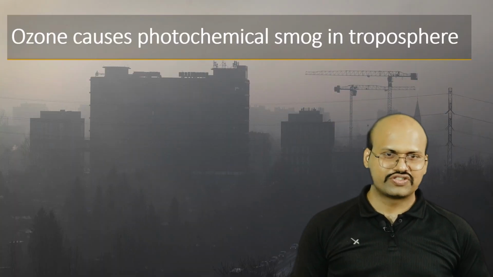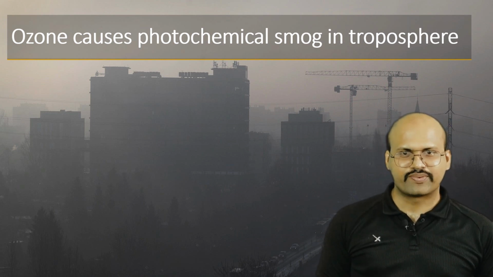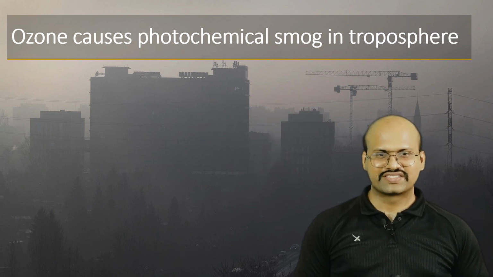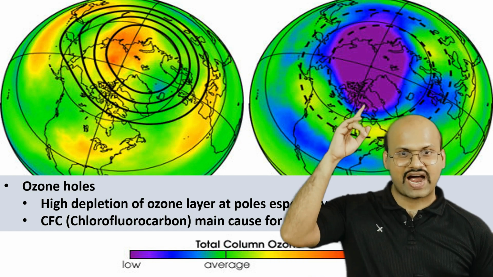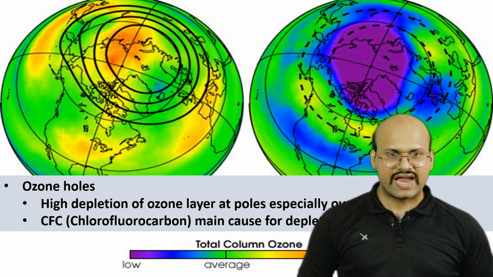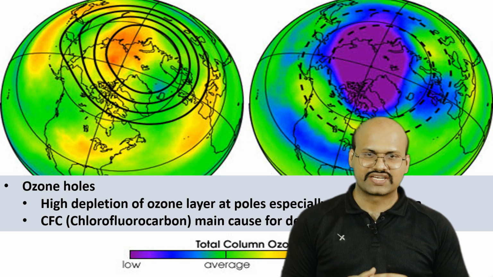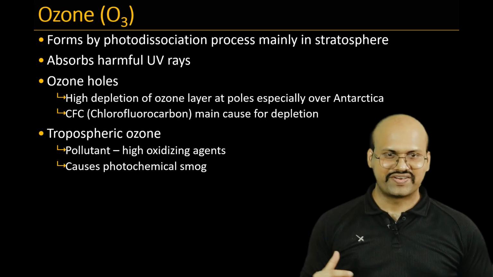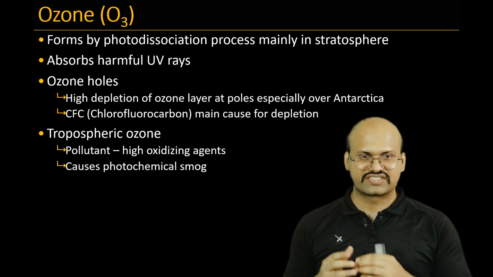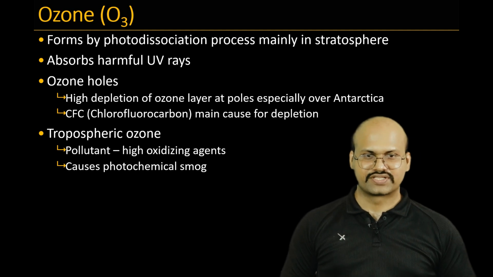The ozone in the troposphere acts as a pollutant and it is also responsible for photochemical smog. Now in this image we can see formation of ozone holes in our Arctic region. Similar ozone holes are also formed over Antarctica and even over Tibetan regions. We have discussed the process of this ozone hole formation in another video. Here we have listed down all that we have discussed about ozone. We have a separate video discussing stratospheric ozone and tropospheric ozone. The link will be available in the description.